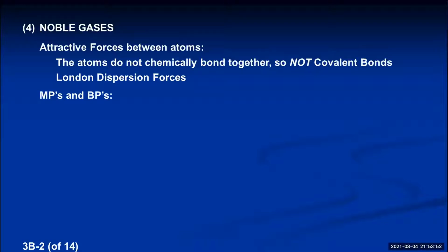Now, this London dispersion force is actually going to be really, really weak. It's way weaker than ionic bonds, way weaker than metallic bonds, way weaker than covalent bonds. So if it's a really weak attractive force, the atoms do not hold together very strongly. That means it's easy to separate them. It's easy to melt them or boil them. So they melt and boil at really low temperatures. That's because the London dispersion forces are really weak.